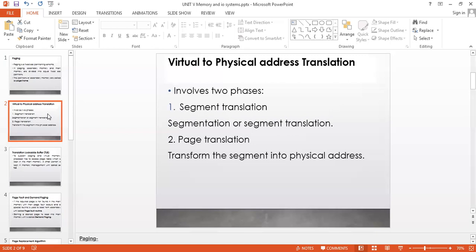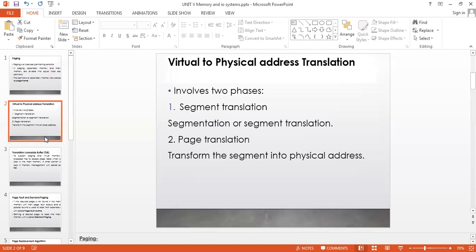Segment translation is also called segmentation, because it will be identifying where the data is located in the secondary memory, and also it will be identifying the virtual address for the actual data. The next one, page translation, will be transforming the segment which we are taking from the virtual address, and it will be converted to the physical address. So that segment will be converted to the physical address with the help of page translation.